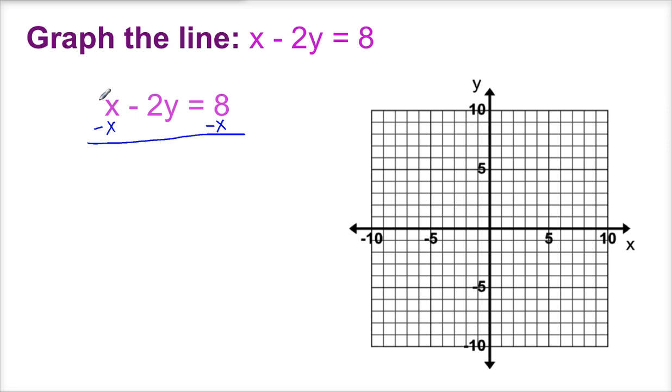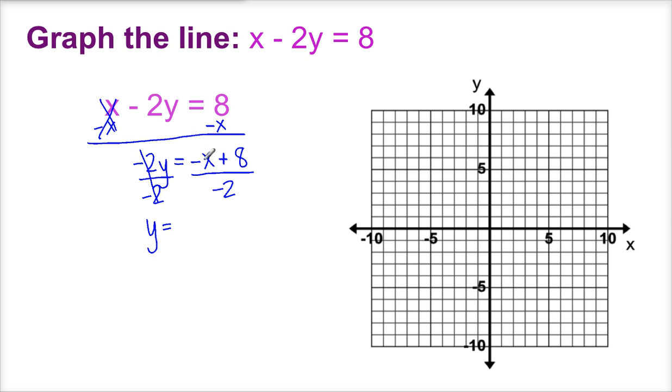So x minus x is 0, and I still have a negative 2y equals a negative x and a positive 8. Okay, y is almost by itself, it's just being multiplied by this negative 2 now. So to get rid of the negative 2, we'll divide both sides by negative 2. Okay, negative 2 divided by negative 2 is 1, so there's my 1y that I want.